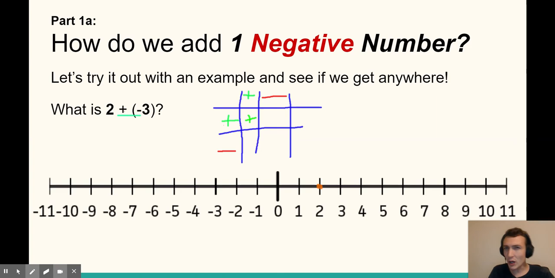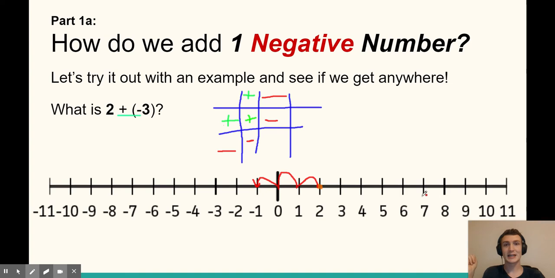So when you see plus a negative 3, that's saying, I'm going to add a minus. So that means we don't go right, we go left. And that's exactly right. In this one, we're going to go left 3. And that means that when we have a positive and a negative next to each other, it's going to make a negative.